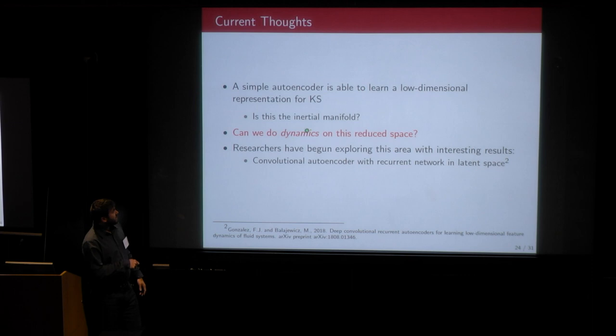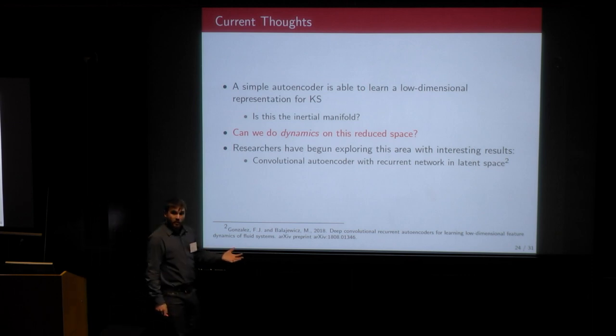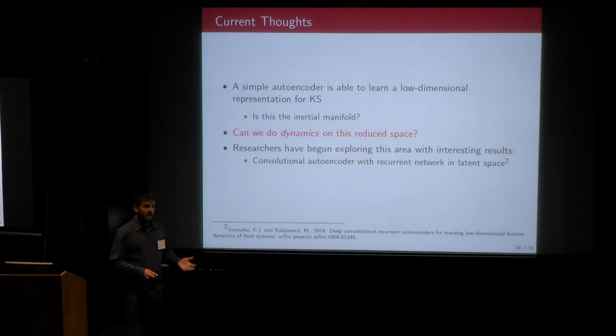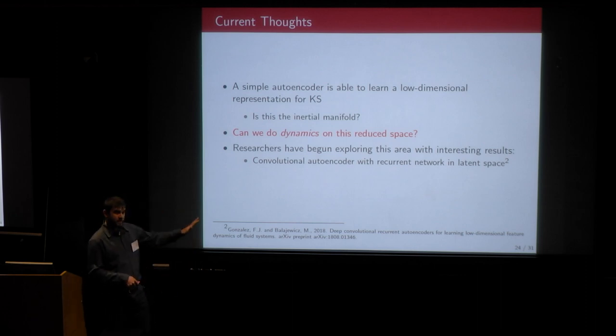Can we do dynamics on this reduced space? Because once you have the inertial manifold, you might as well do dynamics on it. That'll be much faster than keeping around, you know, 1,000 Fourier modes or whatever. I can just use 8 modes of whatever this mapping is. And other people, of course, have begun exploring this area.